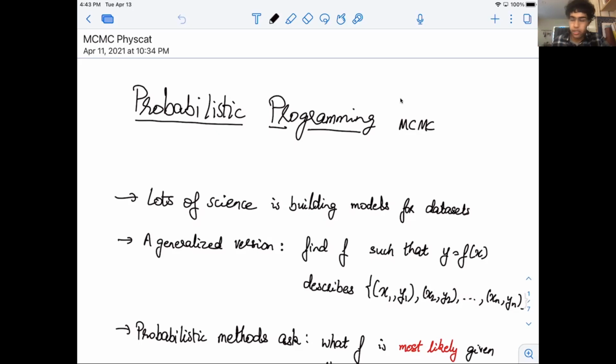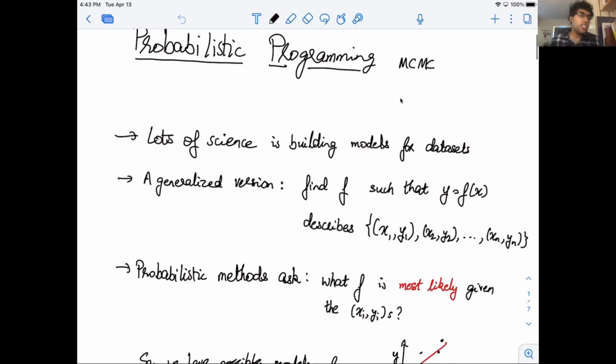So why are we talking about this at all? Tons of science basically just comes down to making models. You have some data X and some other data Y, and you want to build a relationship between them. So we're trying to, in more mathy terms, find a function f such that this relationship is as exactly satisfied as you can hope to get.